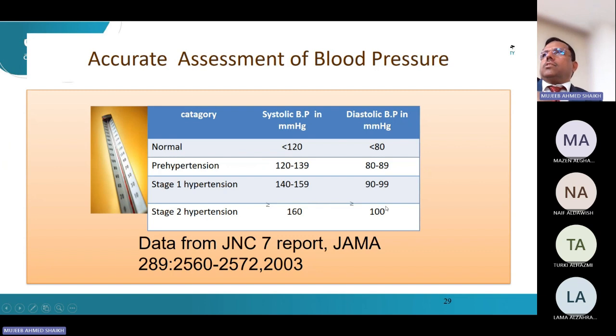Similarly, you can follow the diastolic also. Diastolic less than 80, they say normal.